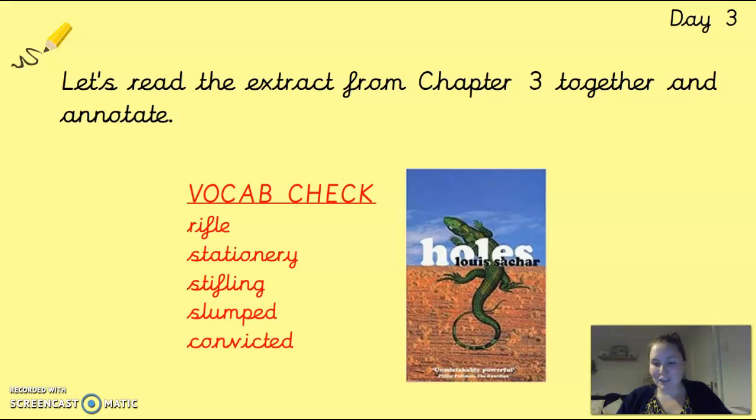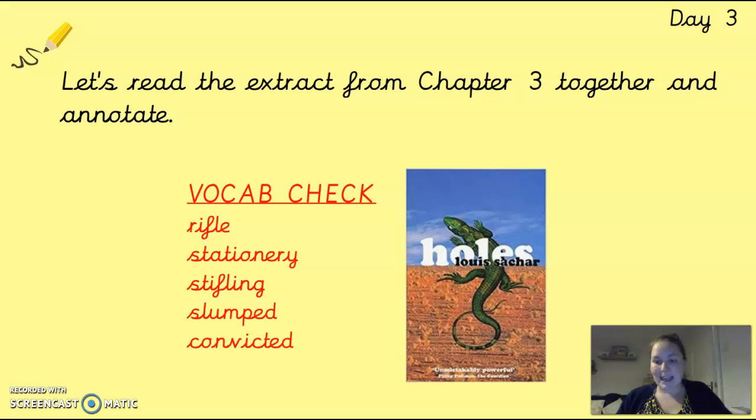For today's lesson, you will need to download the extract of Holes that is on the website. It is a small extract today, just from the start of chapter 3, so it's something that we've already read in school together, but we're going to go in deeper today.